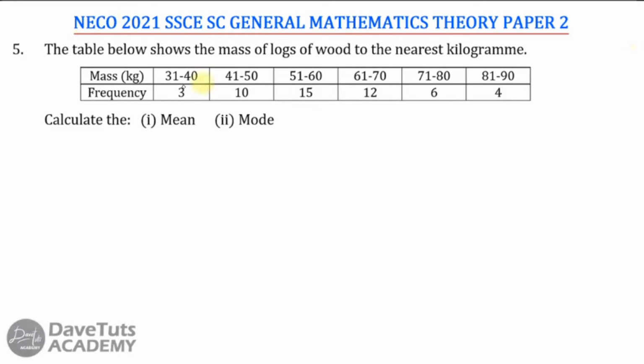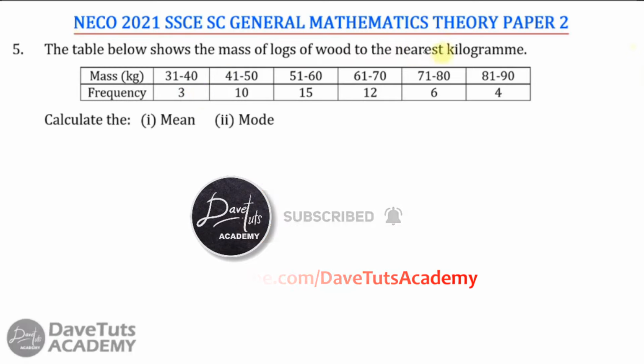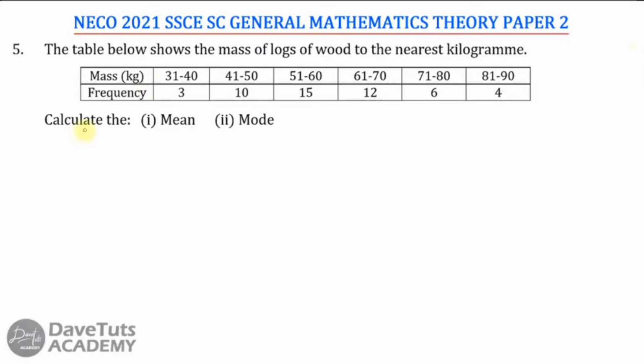We have this question on statistics of grouped data. It is grouped because you can see that there's already a tabulated value in which we are grouping a set of values, a set of mass in this case, together, and we are looking at the number of occurrences, that is the frequency in which they occur. So we have this particular table showing the mass of logs of wood to the nearest kilogram, and our mandate is to calculate the mean and the mode.